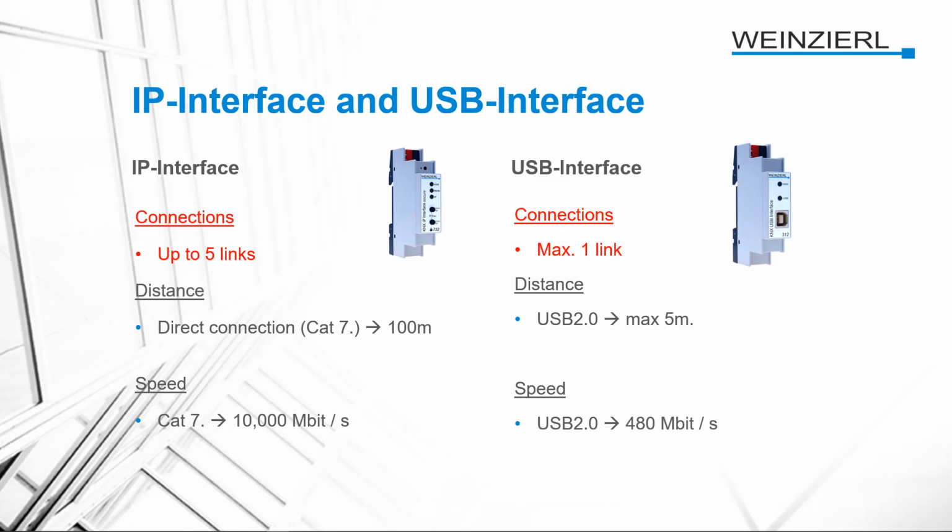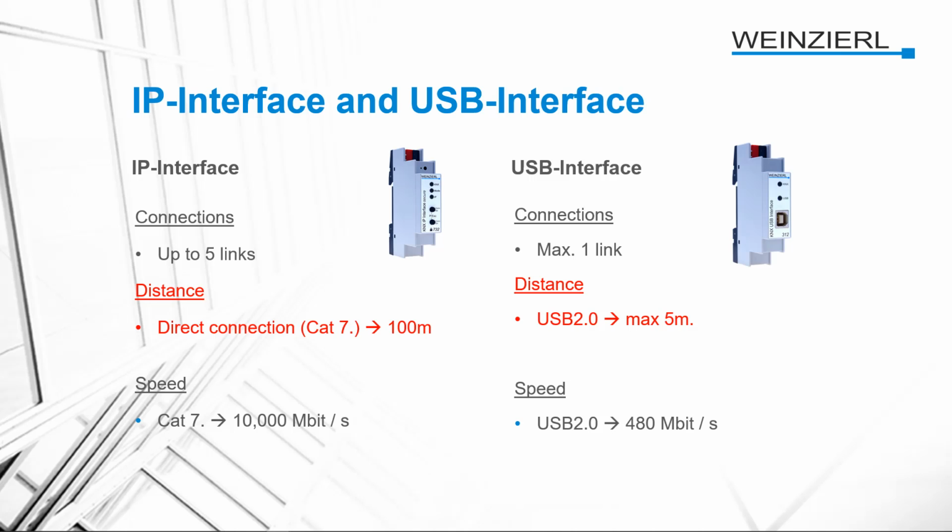Also, in the distance, we can see a big difference. For an IP interface, we have a distance limit in the case of a direct connection, so an IP interface connected with a patch wire directly to our PC. There we have a limitation of 100 meters. But if we use the interface in a normal network with switches and routers, we nearly have no limit at all. For the USB interface, we have a limit specified by USB 2.0 with 5 meters maximum wire length.